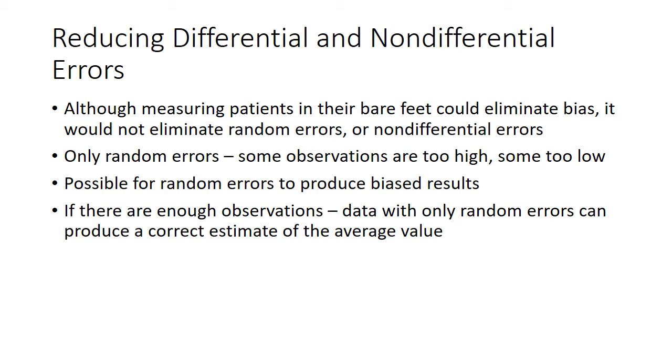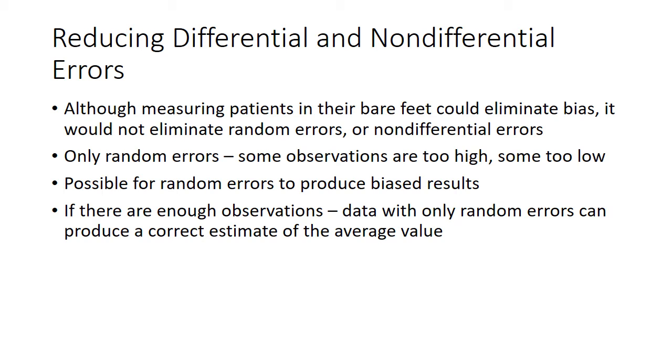Now, on the other hand, you can have these non-differential errors, which are basically random errors. So you can have the data being skewed in both directions, essentially. And the idea is if you have a big enough N, if you have enough observations, the high and the low values tend to cancel one another out.